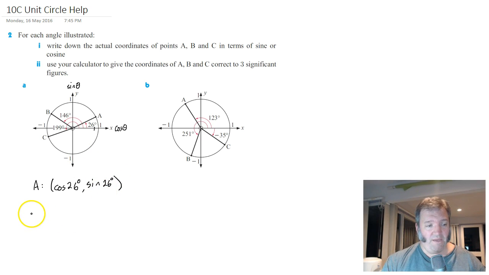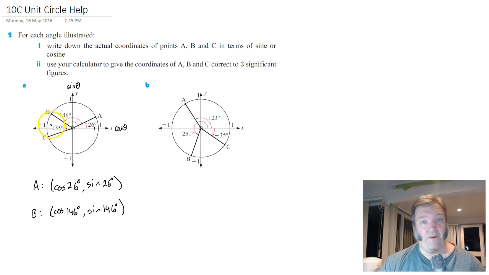When we get to B, remember there's a couple of ways we could do this. The first step would just be, look, the x coordinate is the cosine of the angle. The angle is 146 degrees, so cosine of 146, and the sine of 146 degrees. The next step that we got to, remember, is that we always like to do it in terms of a reference angle. Now 146 leaves a little bit of an angle here away from the x-axis. How big is that? Hopefully you figured out that that was 34 degrees.